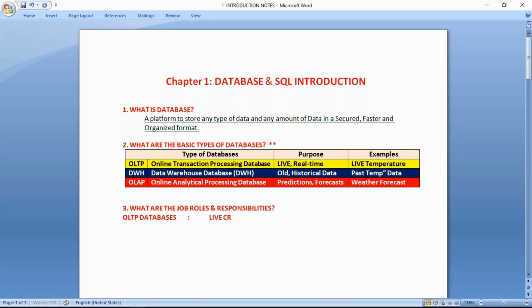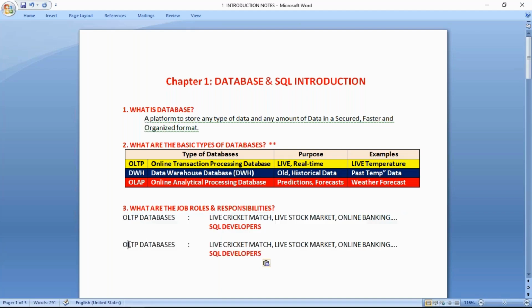Example, a live cricket match, or live stock market operations, or live online banking, anything live. Observe carefully. And who is going to care about all these? Let's see. SQL developers will be involved here, and it is more into programming activities, coding.